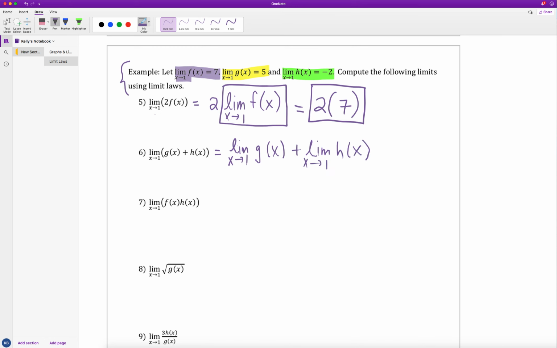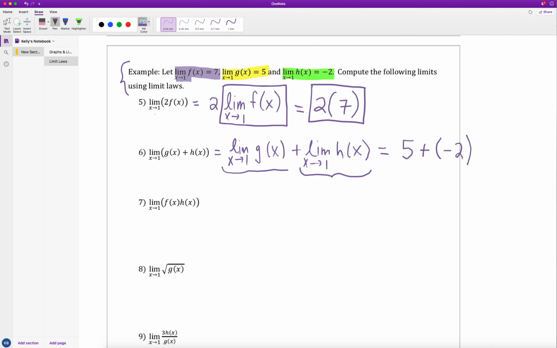Now from here, I know what each of these two pieces is equal to. We know that the limit as x approaches 1 of g of x is equal to 5, so I'm going to replace that with a 5 since they gave that to me, plus the limit as x approaches 1 of h of x, which they also gave me, is equal to -2.